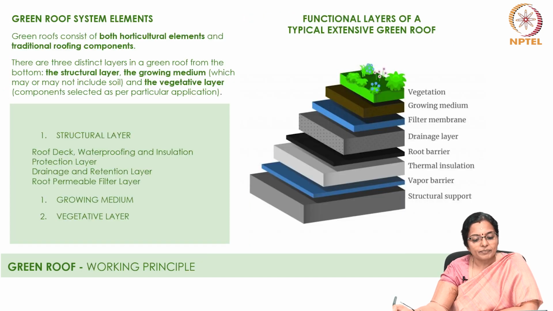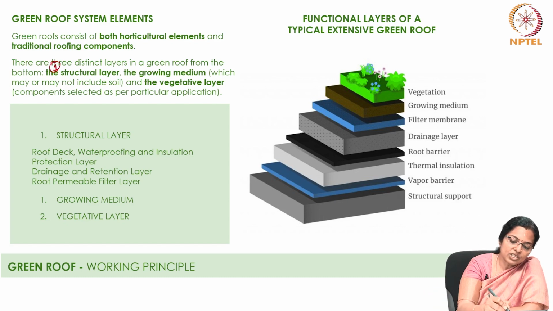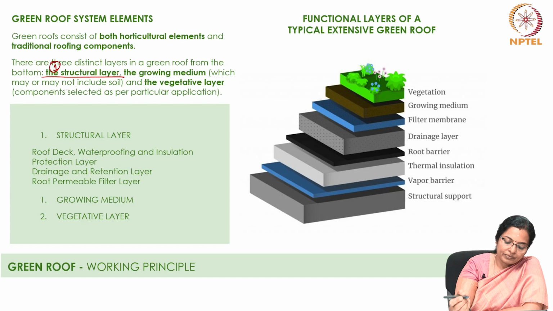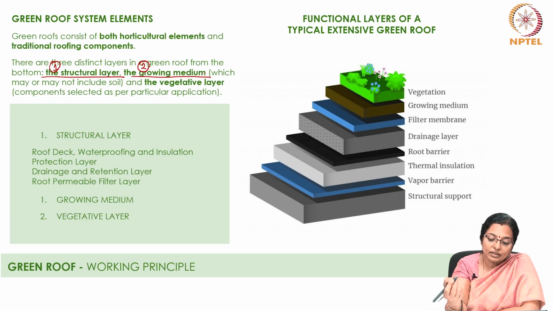Let us look at the green roof system elements. Green roof consists of both horizontal elements and traditional roofing components. There are three distinct layers in the green roof from the bottom. First is the structural layer. The second is the growing medium. And the third is the vegetative layer.